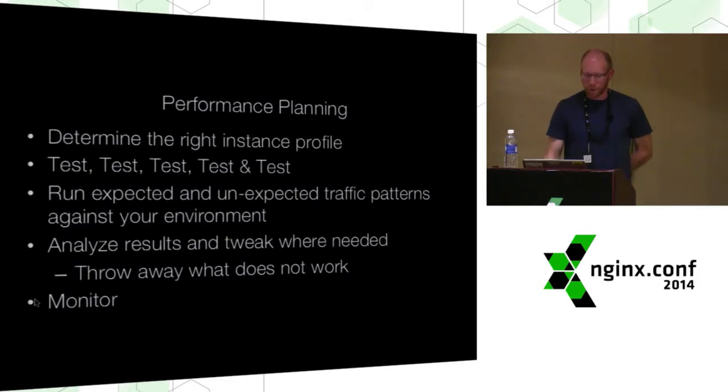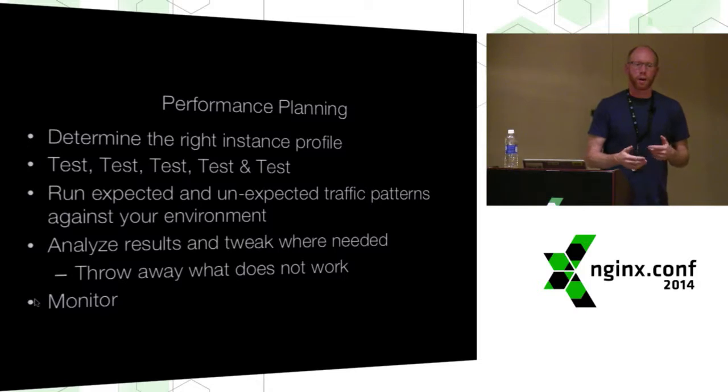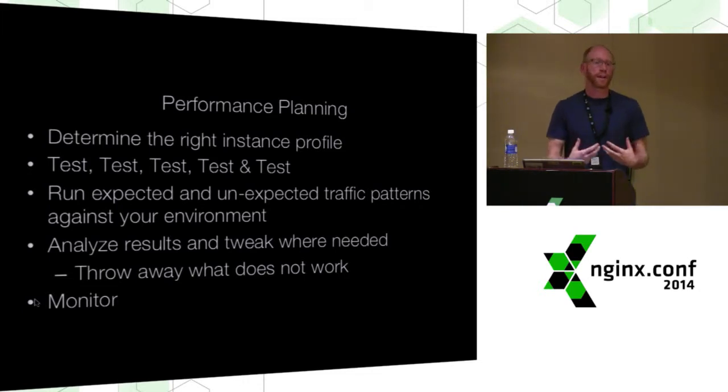All right, performance planning. We already talked about determining the right instance profile, and testing. I'm a really big advocate of testing, as you can see. Run your expected and your unexpected traffic patterns against your environment. When I say unexpected, I'm referring to things like, what if you got flooded with a massive amount of requests all at once? How is your auto scaling going to react? Are you going to scale up in time to handle those requests? Try that out and see what happens.